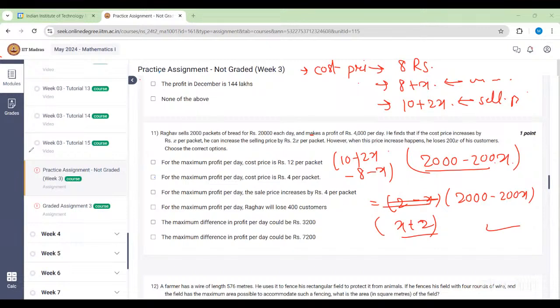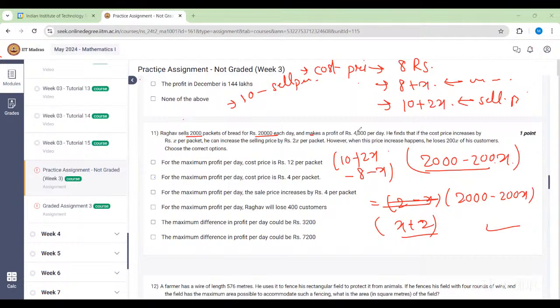Yeah. So we go through it. Both we have to multiply, 2 plus x and 2000 minus 200x. Then we will get a quadratic function and then we can find out the maximum profit. Okay, so initially it says that Raghav sells 2000 packets of bread for rupees 20,000 each day. So that means he is actually selling one packet at somewhere like 10 rupees. Right, so this is its selling price.